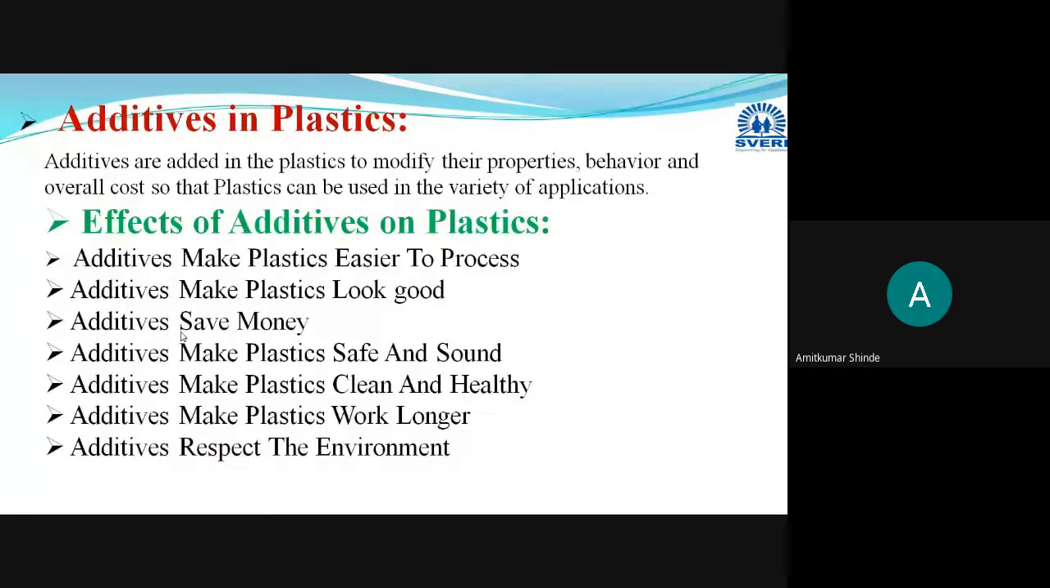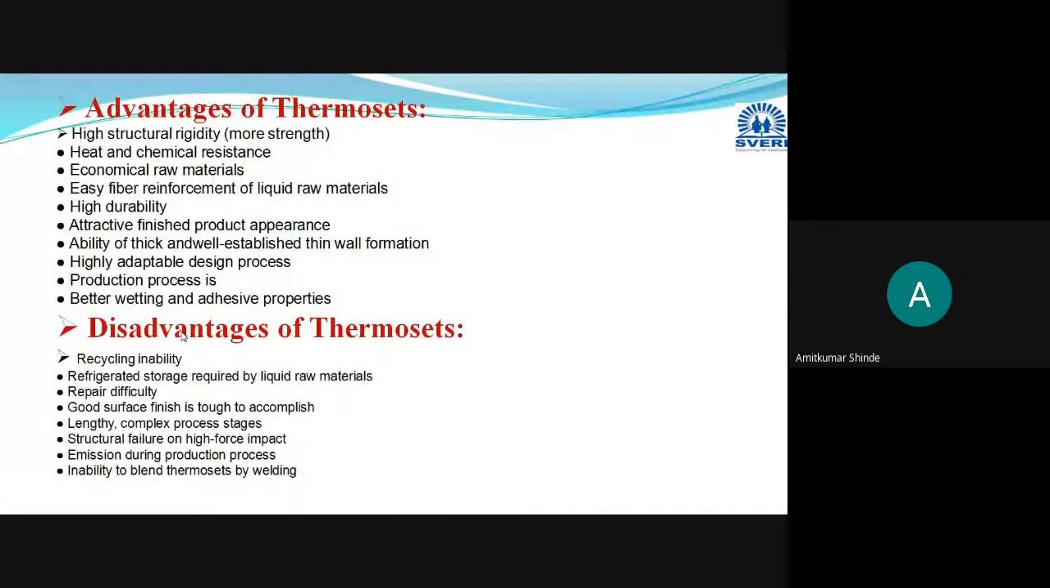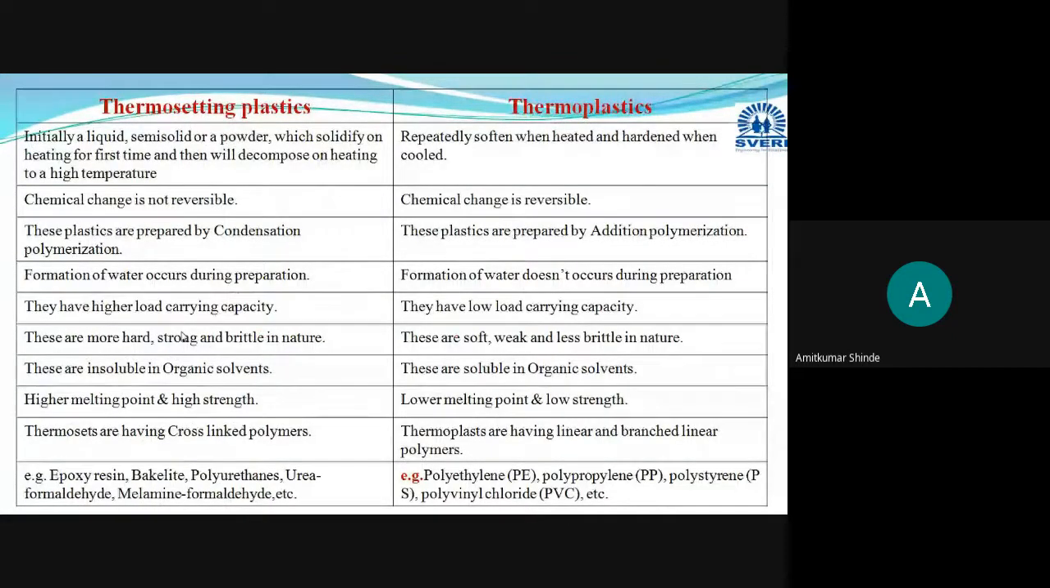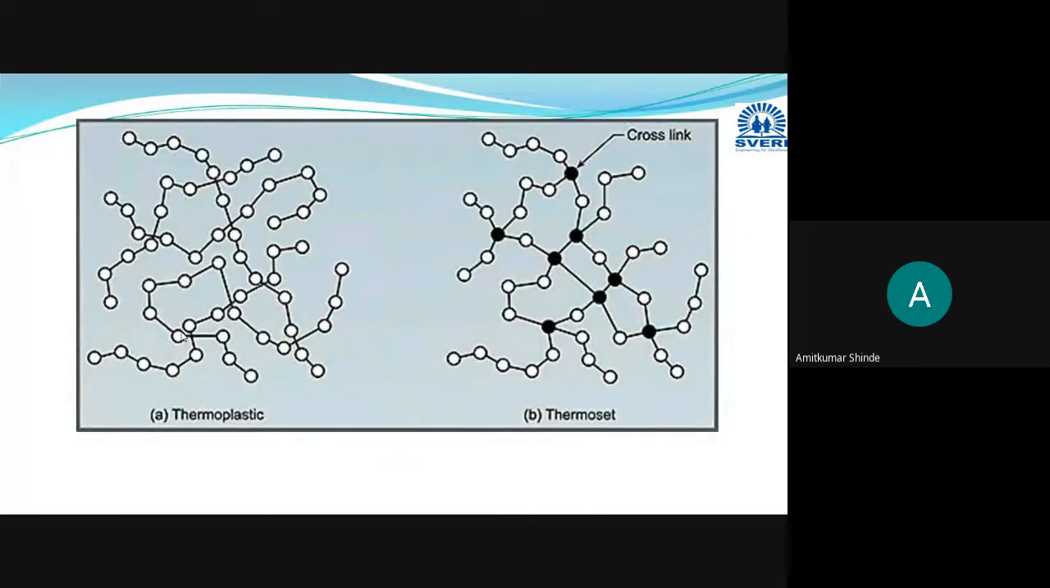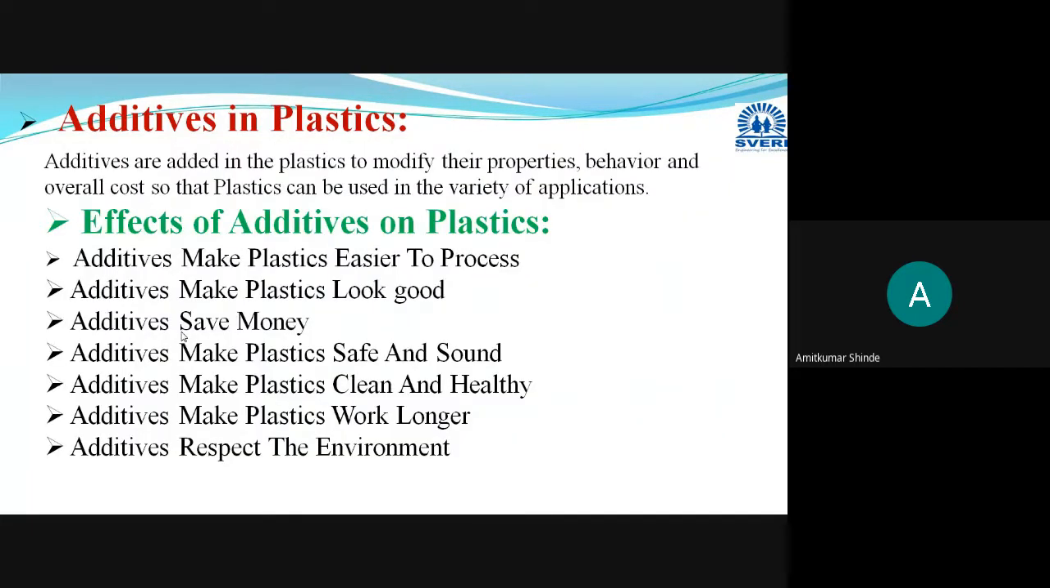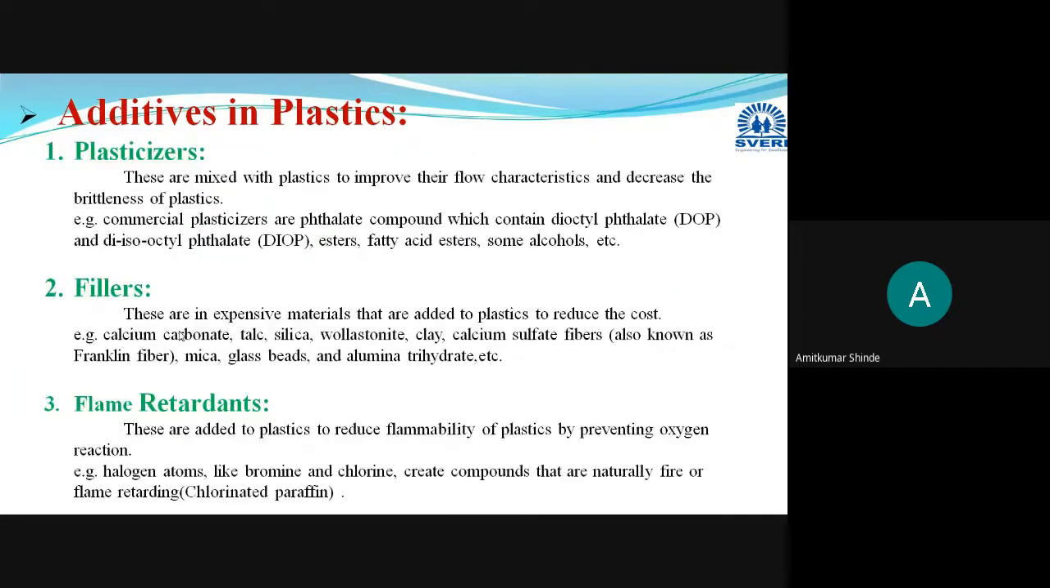I will summarize what we have learned in today's session. We have completed the distinguishing points between thermosetting plastics and thermoplastics with examples. Then we discussed the structure of thermoplastics and thermoset materials. Then we discussed the meaning of additives and their effect on the plastic material. Then we took some examples of additives used in plastics and saw their functions along with practical examples.